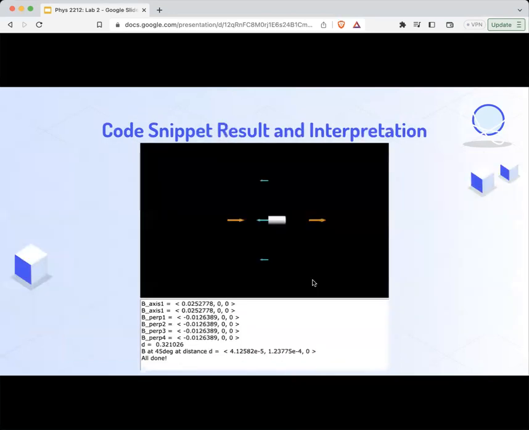This is the result of my code snippet. You can see the d was just 0.32, and the B, the magnetic field at 45 degrees at that certain distance, is given in the x and y components.